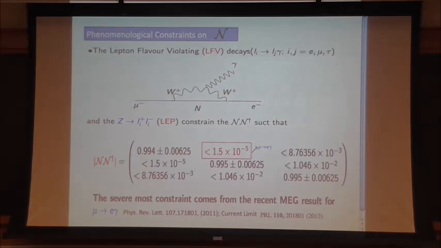Previously I said that we have some phenomenological constraints, and the biggest constraint comes from the mu to e gamma process. The current analysis is given here, and that is of the order of 10 to the power minus 5. This process constrains the mixing very strongly, so that it cannot be order 1, and eventually it becomes much less than 1.